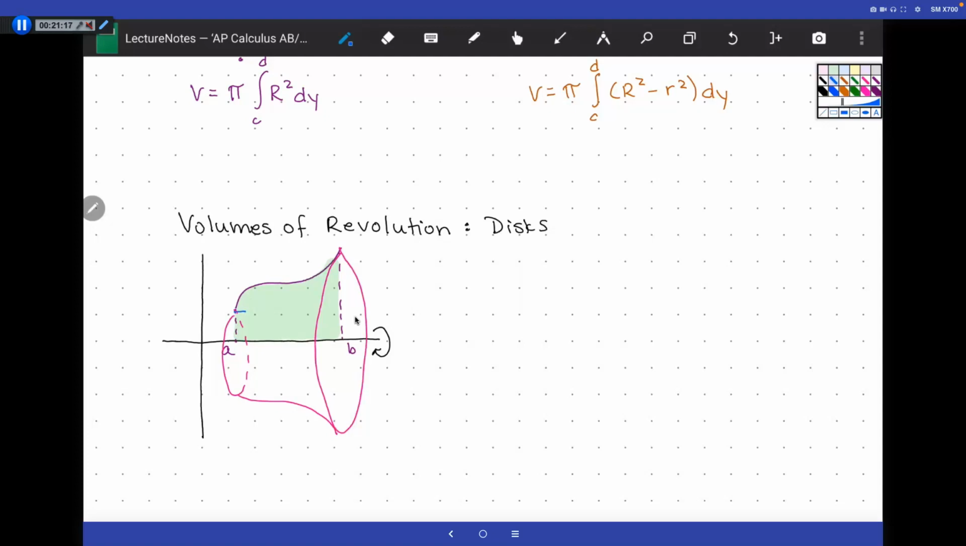Anyway, imagine if I had taken this area and cut it up into the rectangles like we've done before. But let's just take one of those rectangles. This will be our representative rectangle. That's why we call it the representative rectangle. It's representing one of the rectangles in the picture. So as that rectangle spins around the x-axis, that is what's going to create the disk.